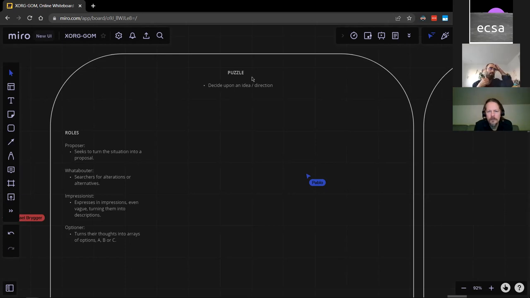So it's playing these two sides again, like a puzzle where you don't know the answer, but it's actually kind of a normal thing you would have in, say, an organizational process. I put maybe even a too normal thing: decide upon an idea direction. But it's the puzzle of this room.